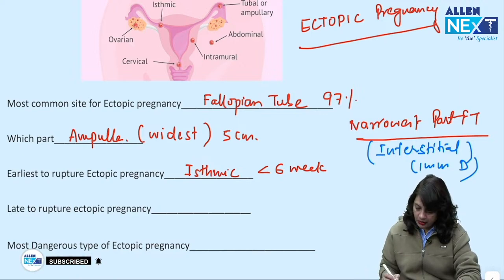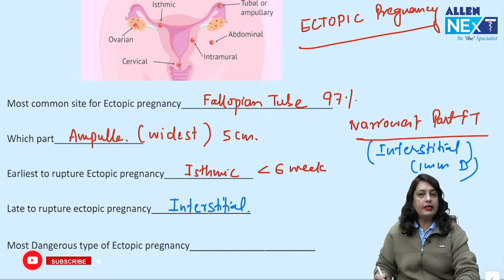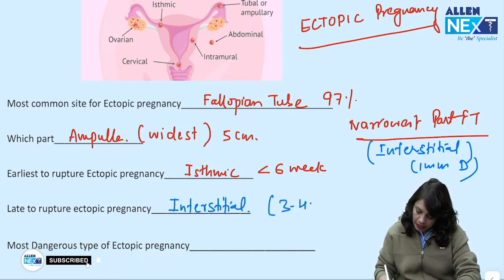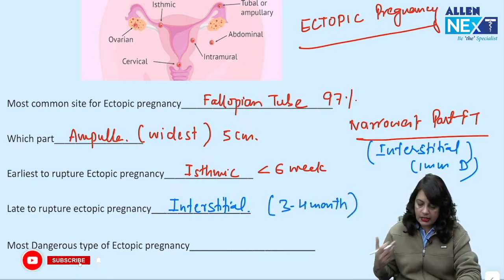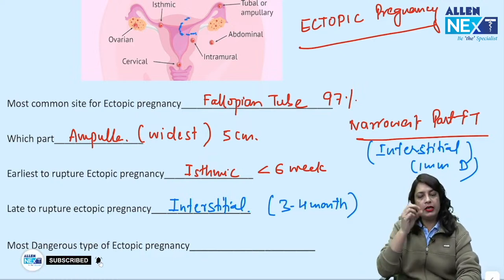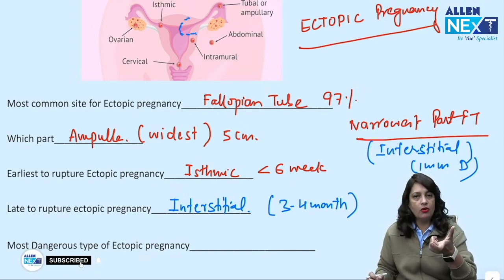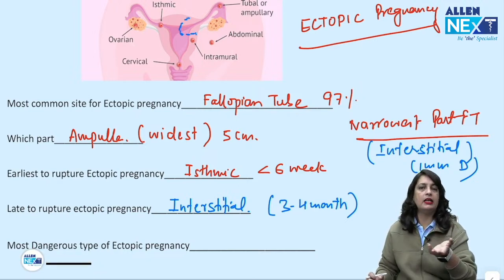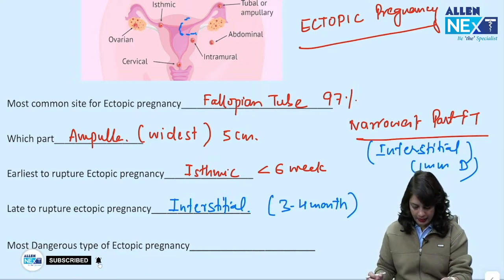Now, late to rupture ectopic pregnancy is interstitial ectopic pregnancy. It may take 3 to 4 months to continue because this type of ectopic pregnancy may grow towards the uterine side, and it might be missed out on the investigation. Okay, and we might take it as a normal uterine pregnancy, but actually that is an ectopic pregnancy.